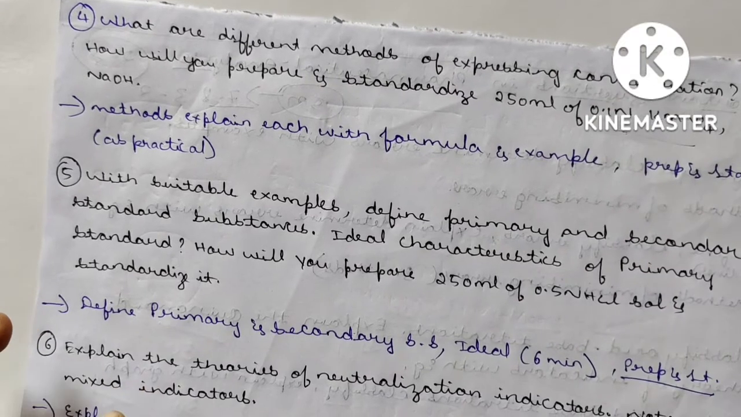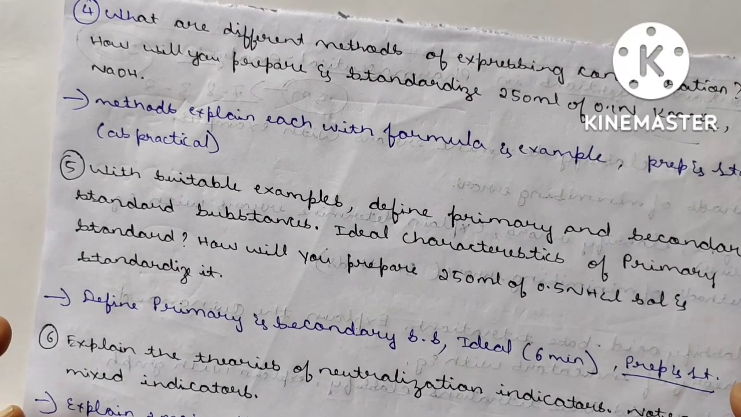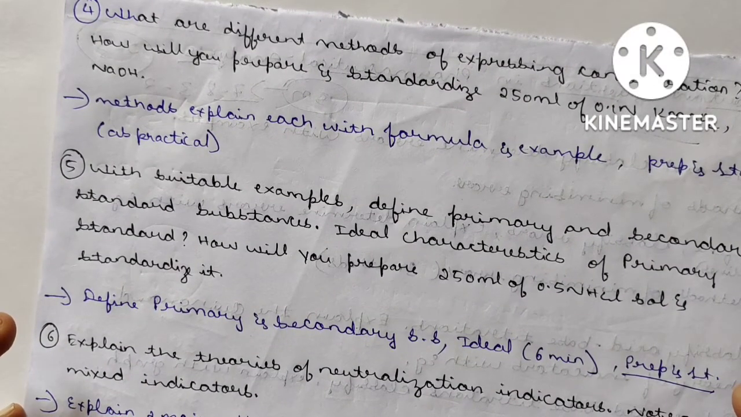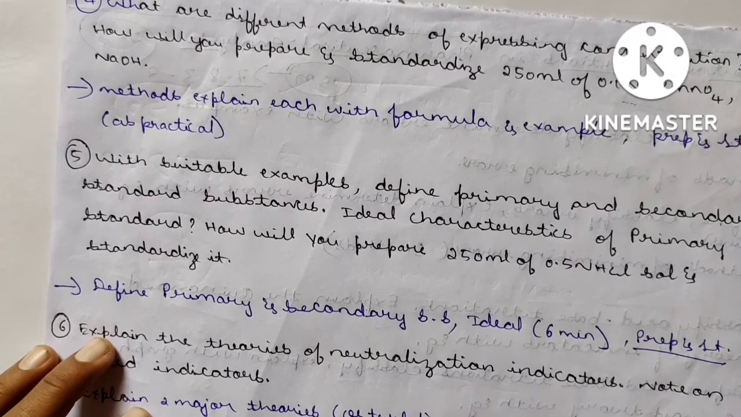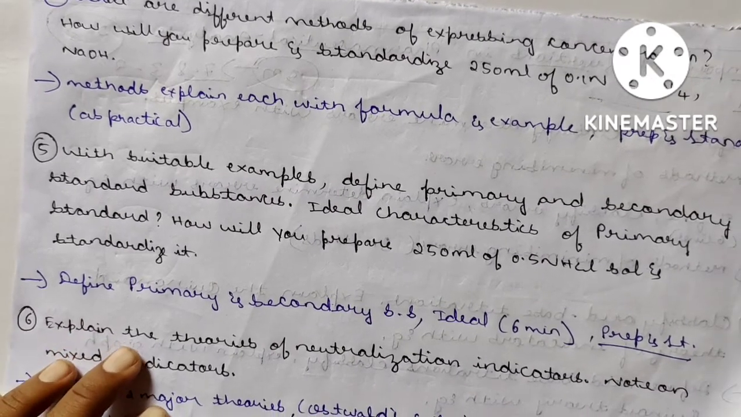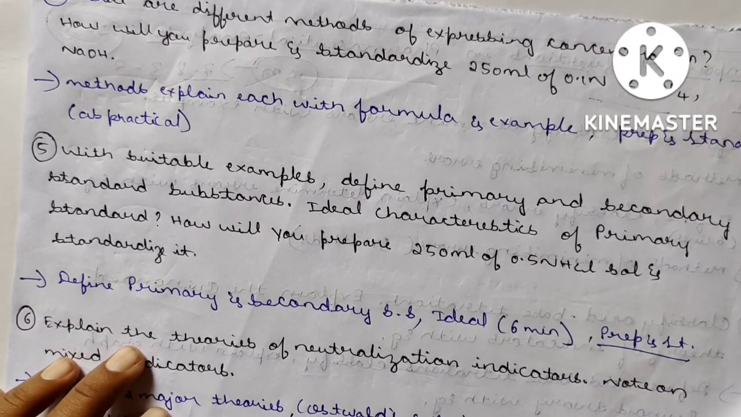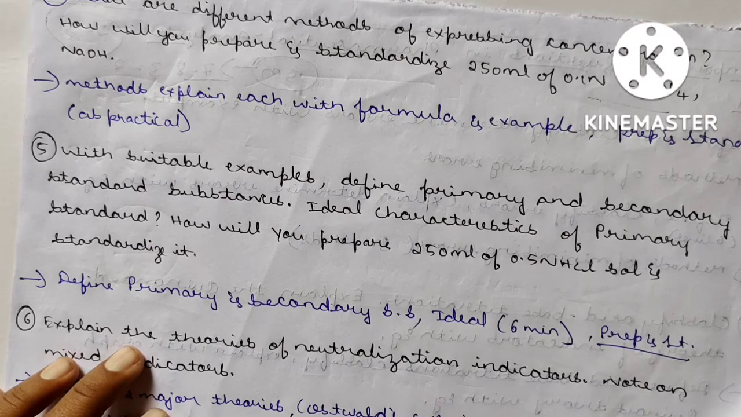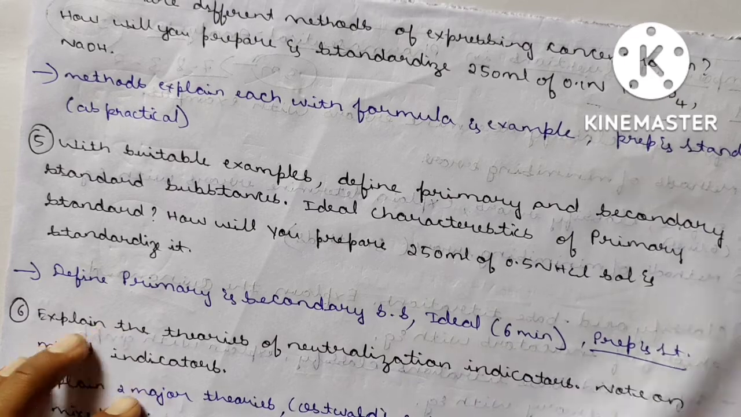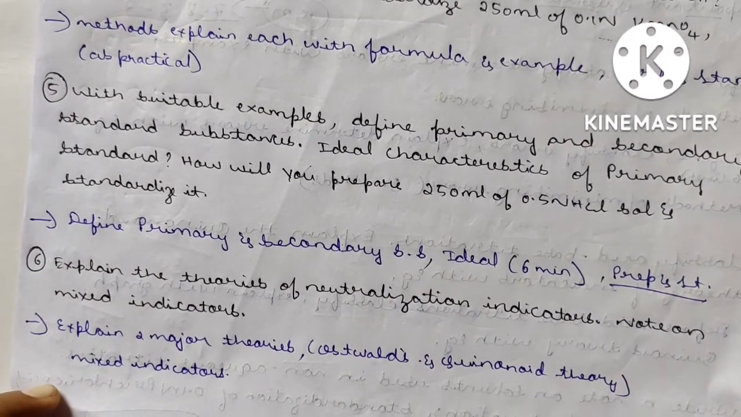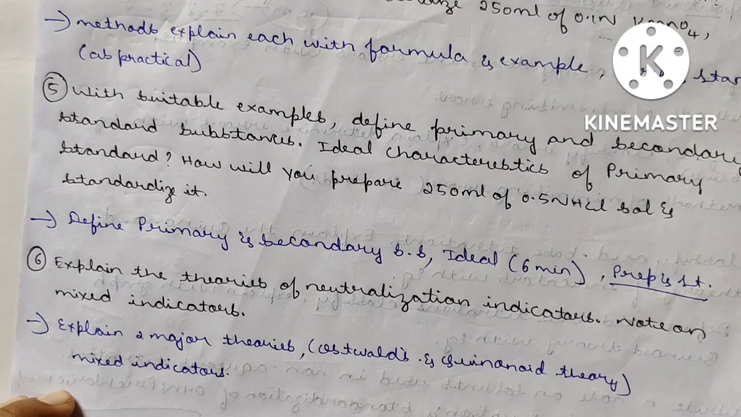Next, with suitable example, define primary and secondary standard substance, and ideal characteristics of a primary standard. How will you prepare 250 ml of 0.5 normal HCl solution and standardize it? Very simple. First you write what a primary standard is, then what a secondary standard is, then you give some ideal characteristics of the primary standard, minimum 6, then prepare and standardize what they have asked. Very simple.